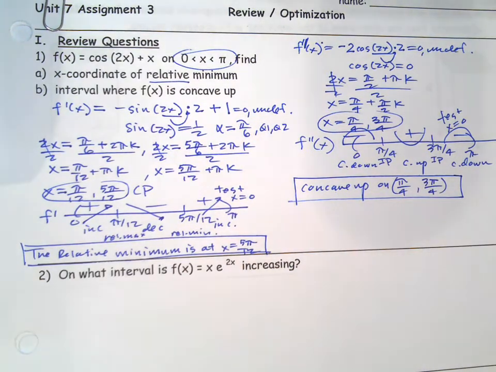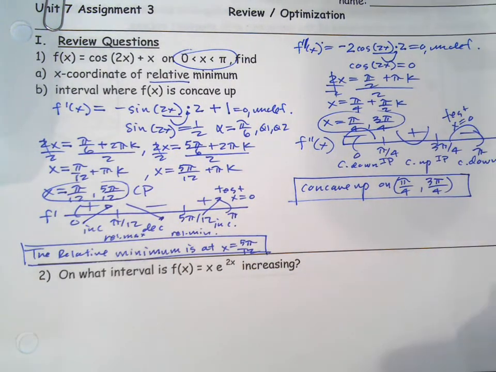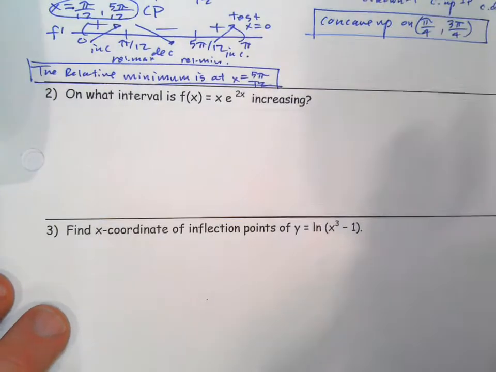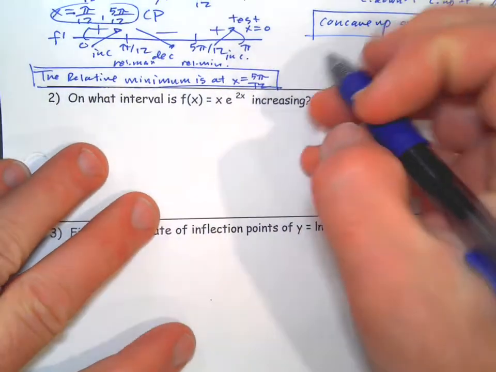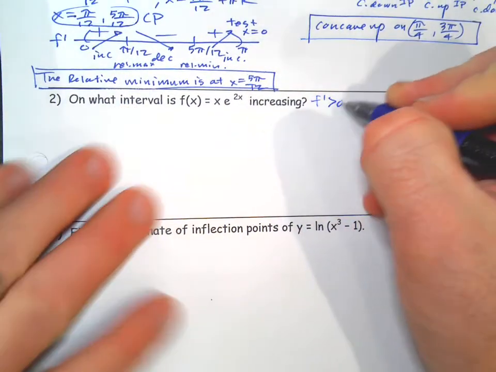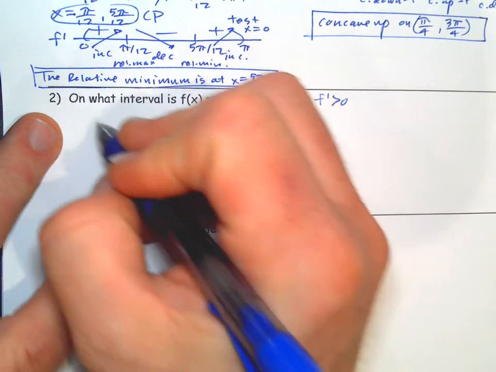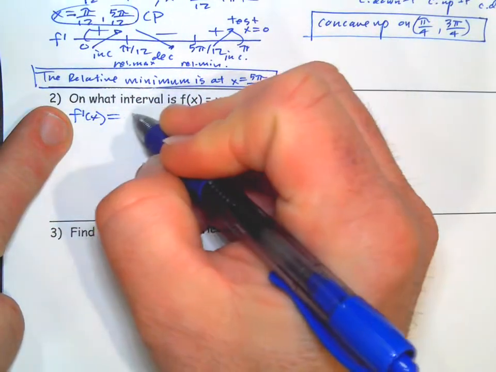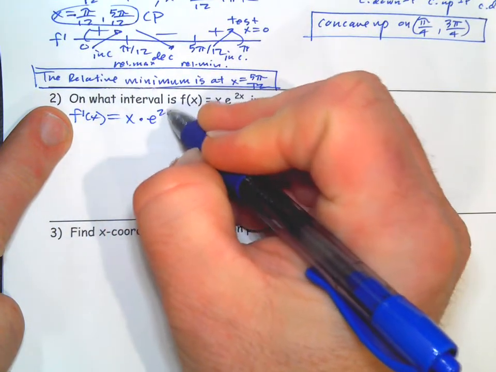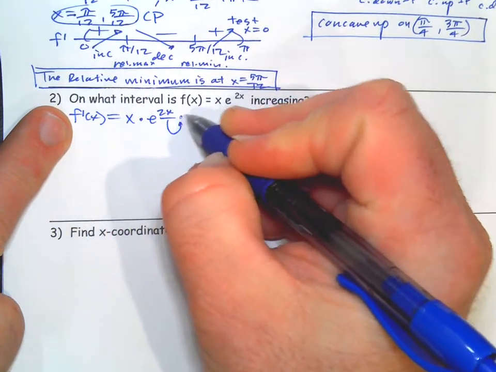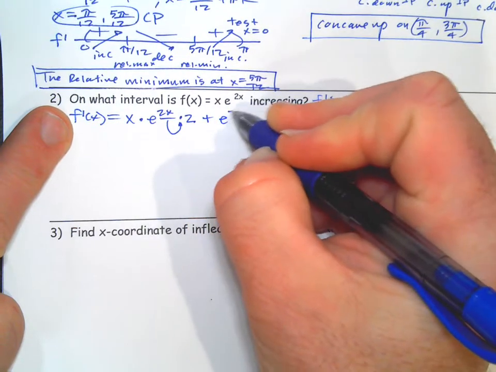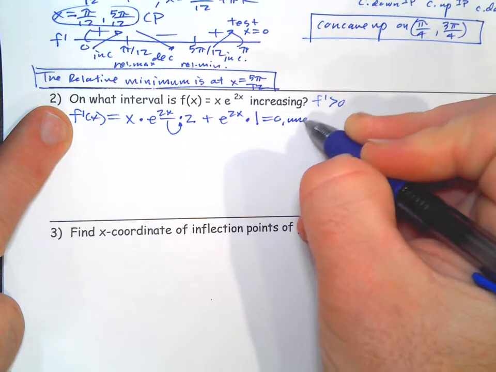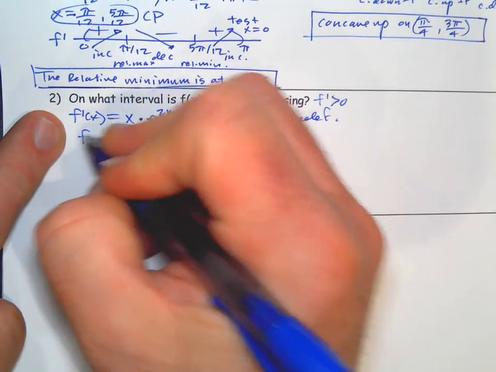So, some good practice. Okay, on what interval is this graph increasing? That means we're looking for the derivative to be positive when we do line checks. So we're going to take the derivative first. Now this is going to be a product rule. x times the derivative of e to the 2x, which is e to the 2x. Chain rule says the derivative of what's inside. Plus e to the 2x times the derivative of x, which is 1. So that equals 0 or undefined. We clean it up.